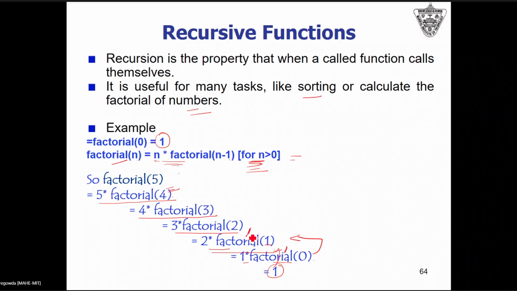Now 1 is returned, you multiply 2 with 1 and you get the value 2. This value 2 is returned to the previous function call statement. So 3 into 2, now you get 6. This 6 is returned to the previous call. Next 6 into 4, that is nothing but 24. The 24 is returned to this function. Next 5 into 24, that is nothing but 120. 120 is returned to the called program here. This is how a recursive function works.